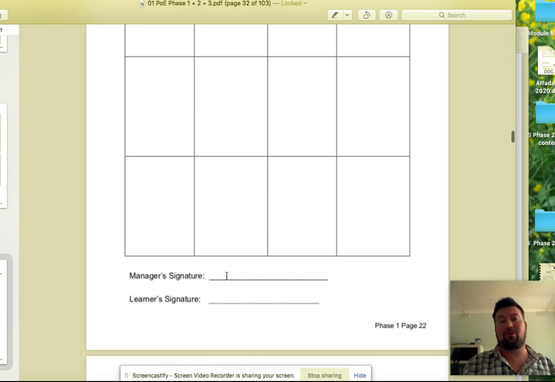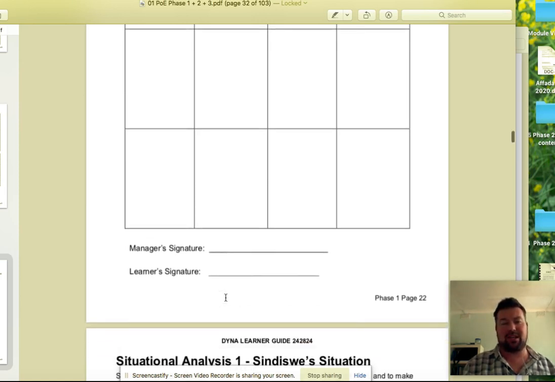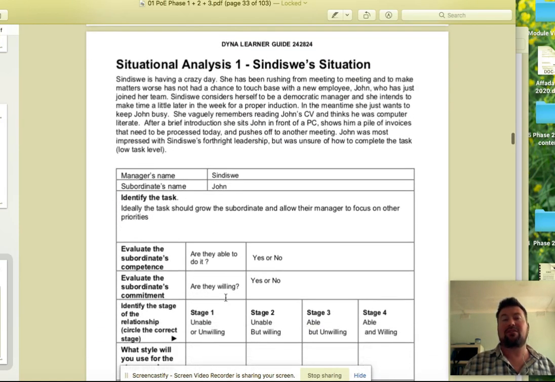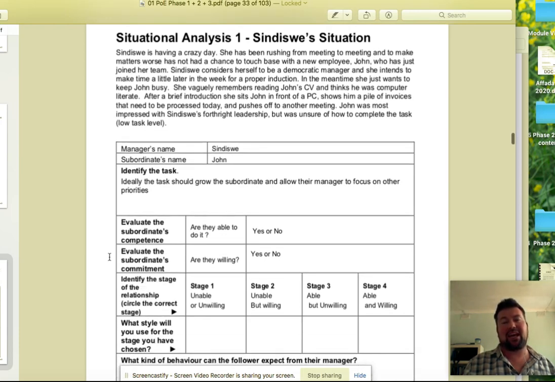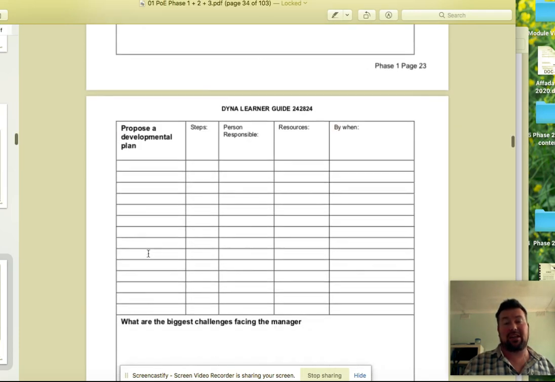At the bottom, your manager is expected to sign because they obviously have oversight of you and your team, and then you as a learner, you will sign. All right, then we did the two situational analyses in class. So please be aware of that and make sure that you have listened and that you would have been able to do Sindiswa's situation and Harvey's holiday.